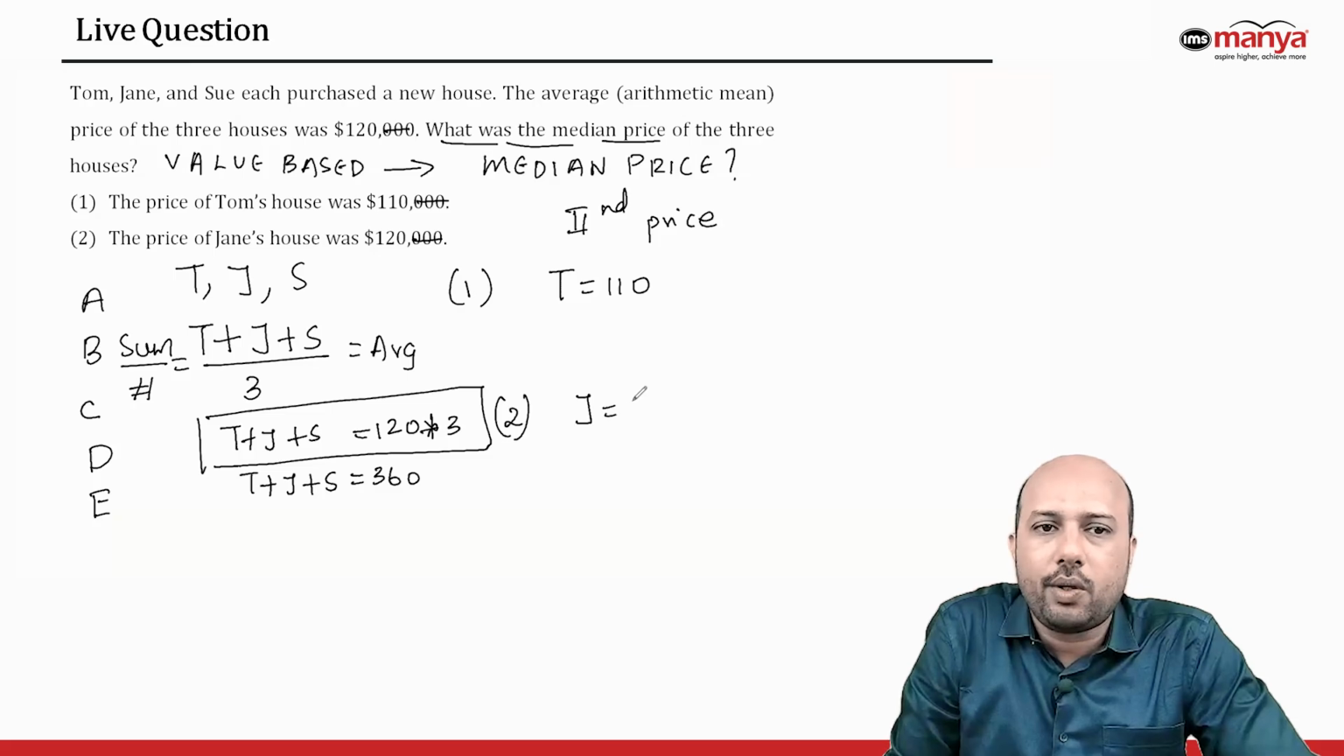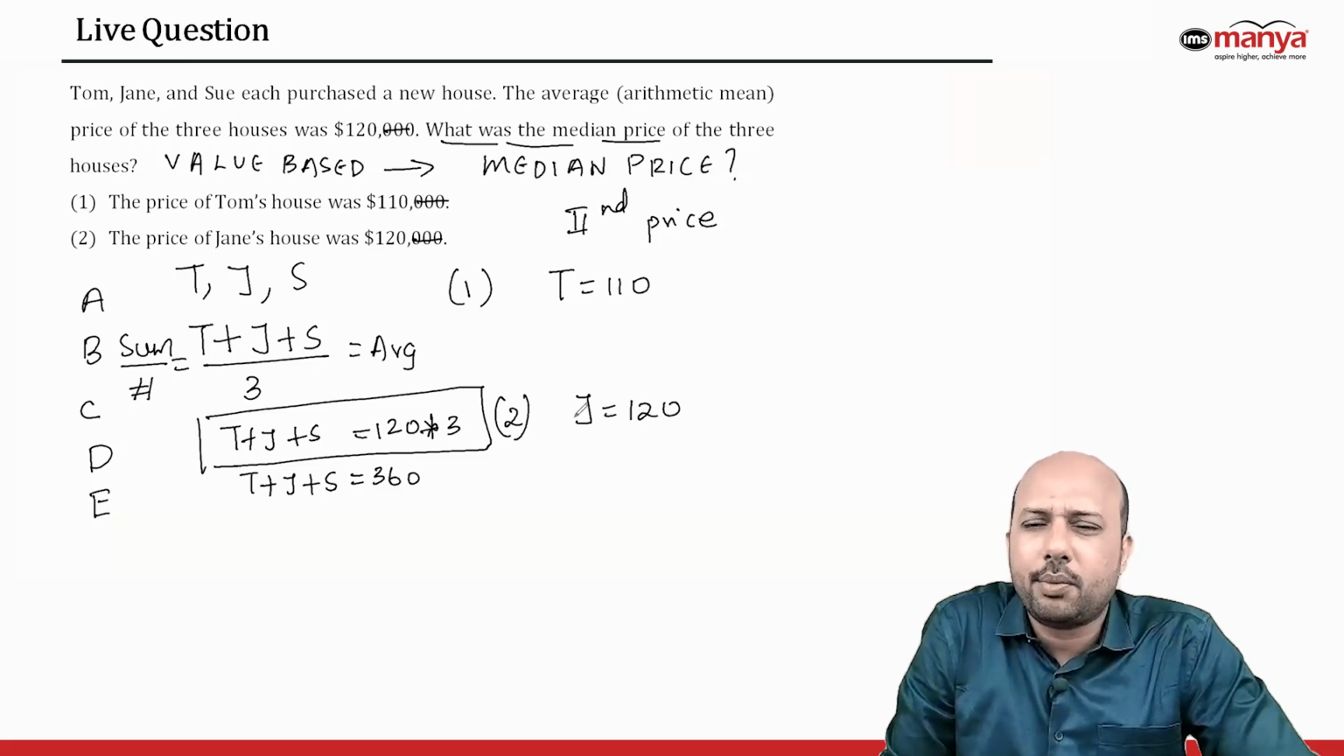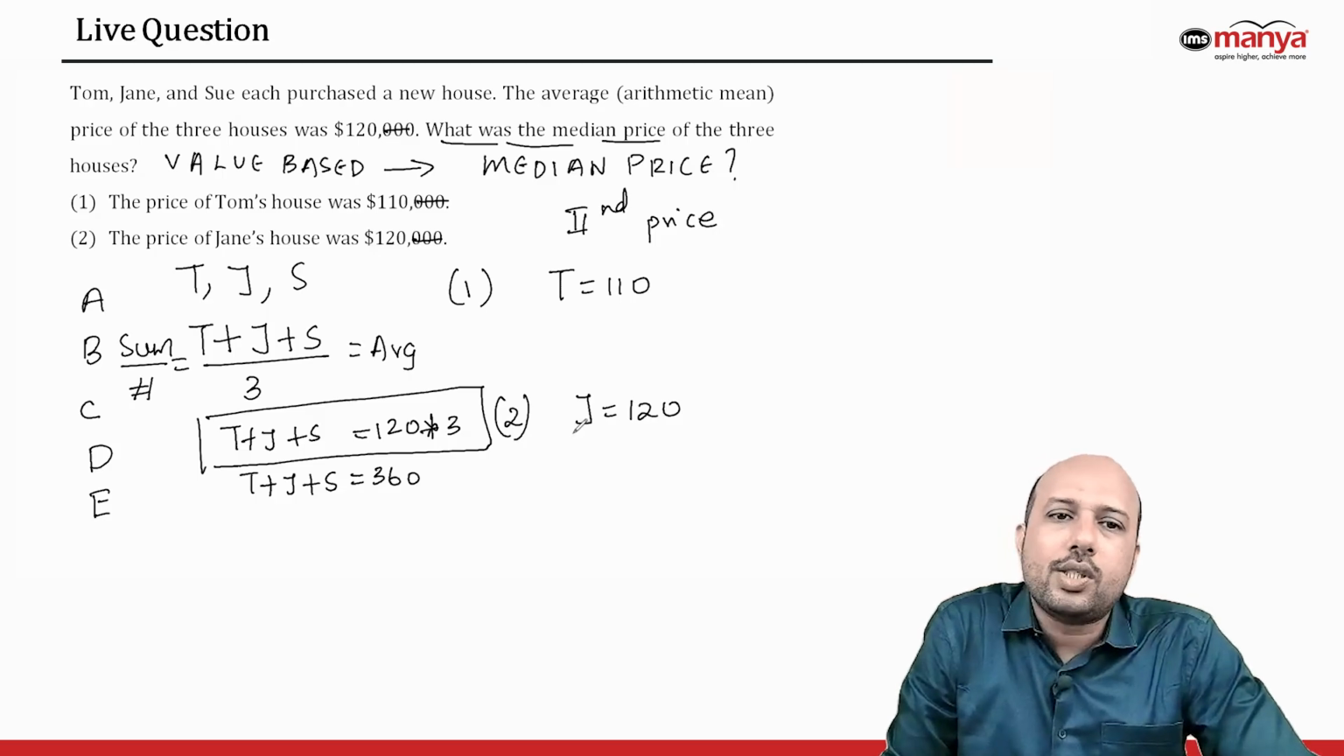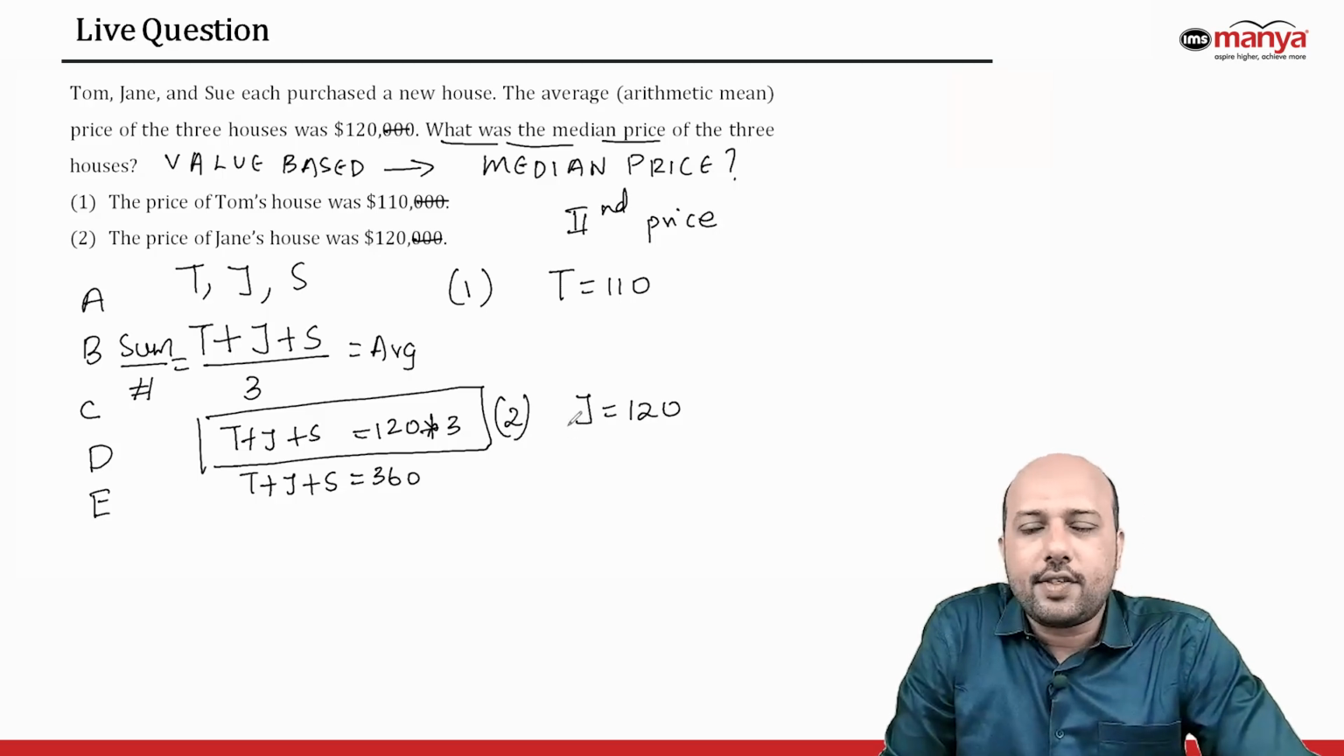Now J will be equal to 120. Immediately they will conclude that statement 1 and statement 2 have each been provided only one variable, one value. Still we do not know what T and S are when we are solving statement 2. So statement 2 alone is not sufficient.